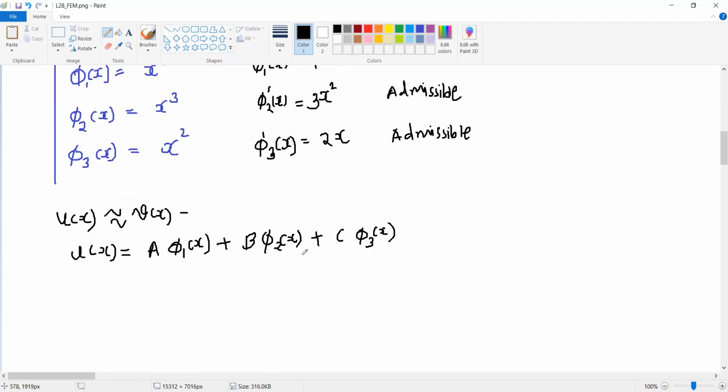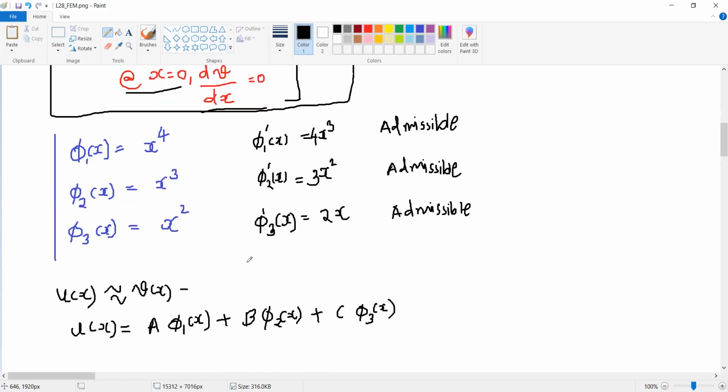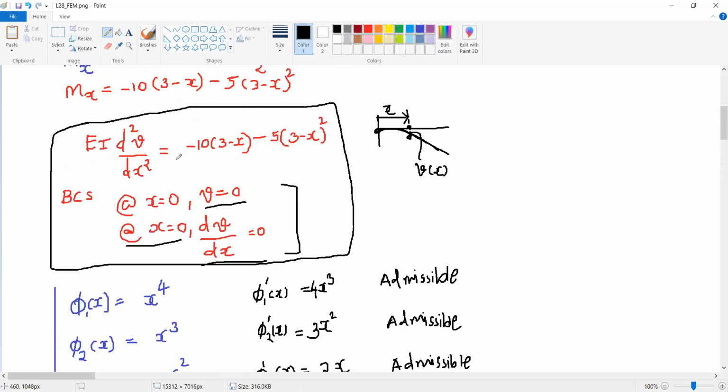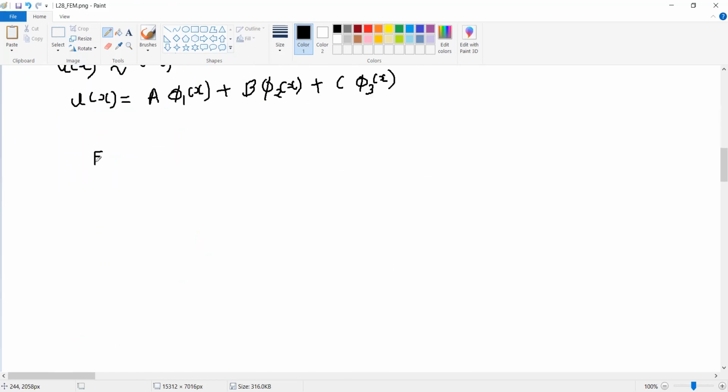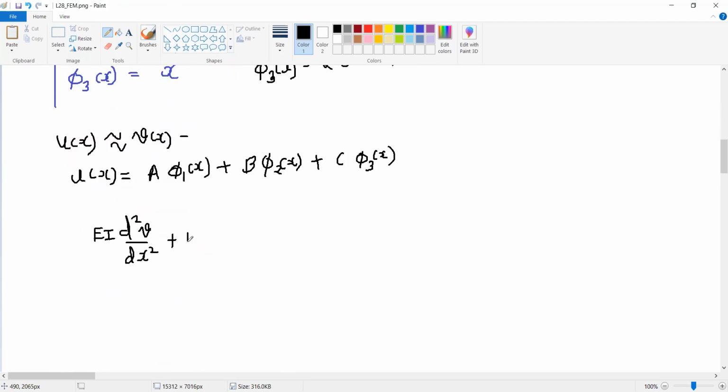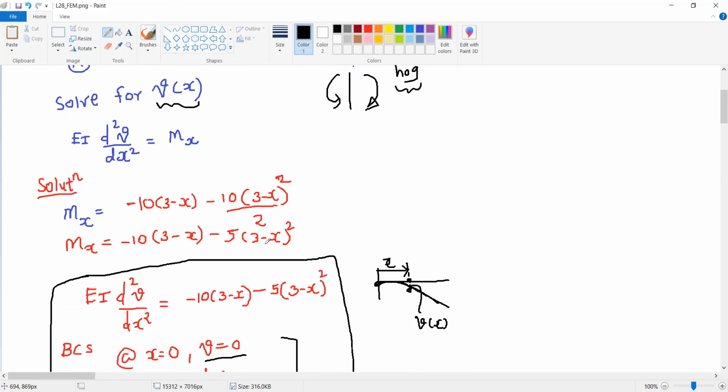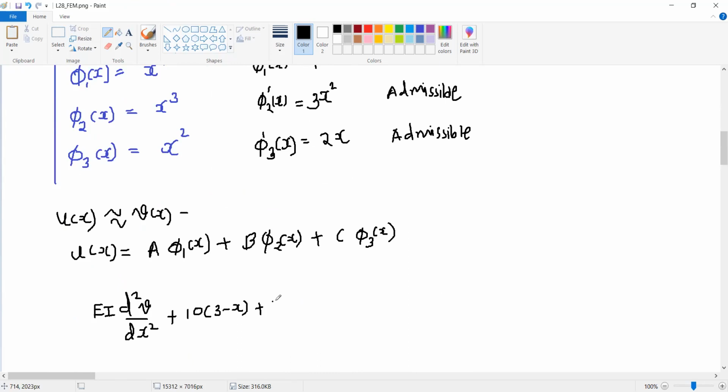Once we write down u of x, the approximation to v of x, in this way, we substitute this in the governing differential equation. But before that, we take all the terms on one side. So what is the governing differential equation? EI d square v by dx square plus 10 into (3 minus x) plus 5 into (3 minus x) the whole square. This is equal to 0.